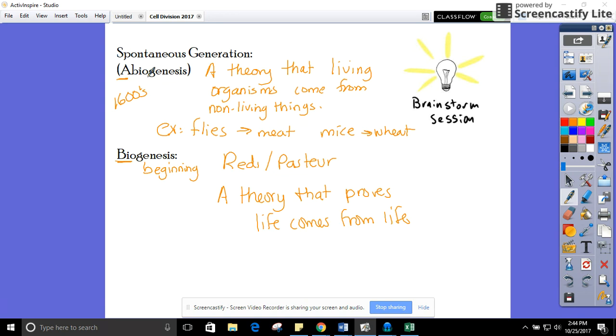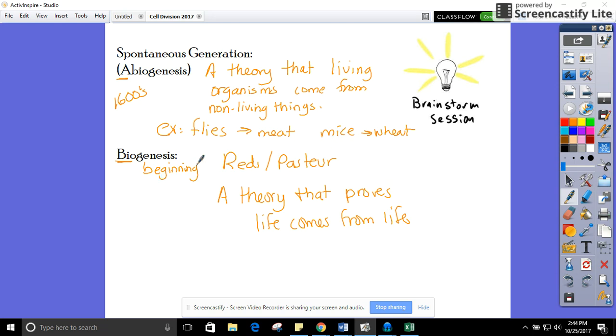So I had students research spontaneous generation and biogenesis. Those are two different theories. The theory of spontaneous generation was disproven. It was a theory that living organisms come from non-living things. So at one point in time in the 1600s, people believed that mice came from wheat or flies came from meat. And a lot of that had to do with their lack of understanding of where living things came from.